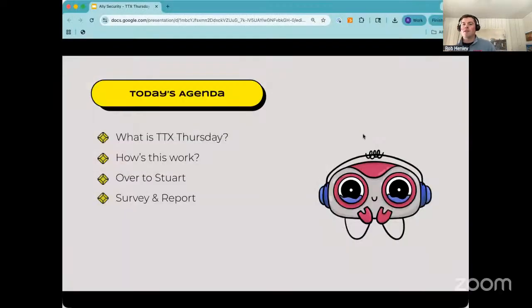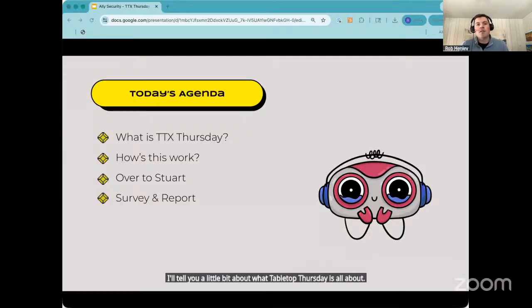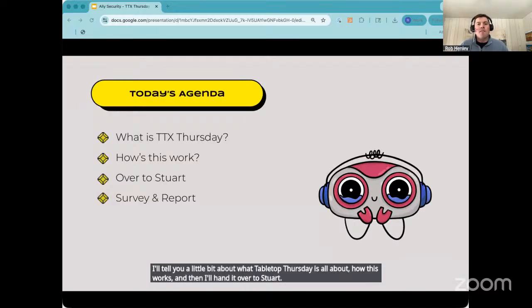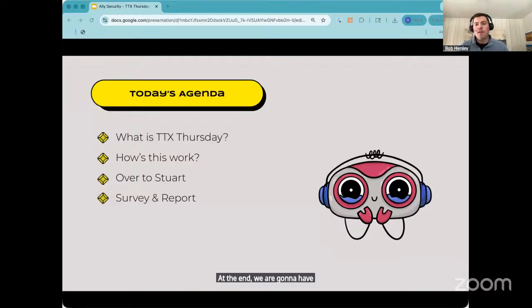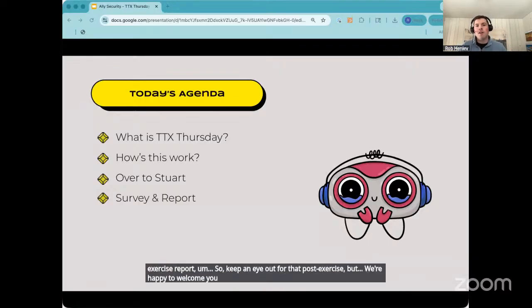So just want to walk through a quick agenda of what we're going to cover today. Tell you a little bit about what Tabletop Thursday is all about, how this works, and then I'll hand it over to Stuart. At the end, we are going to have a survey, and also you'll be able to access the exercise report. So keep an eye out for that post-exercise. This is our 8th rendition of Tabletop Thursdays. This is one of our largest crowds, so we're excited to host you for some cyber fun today.